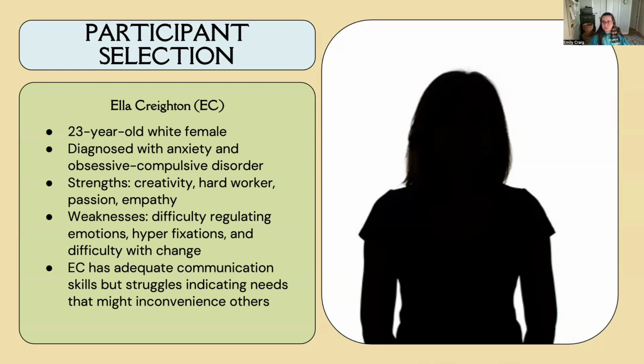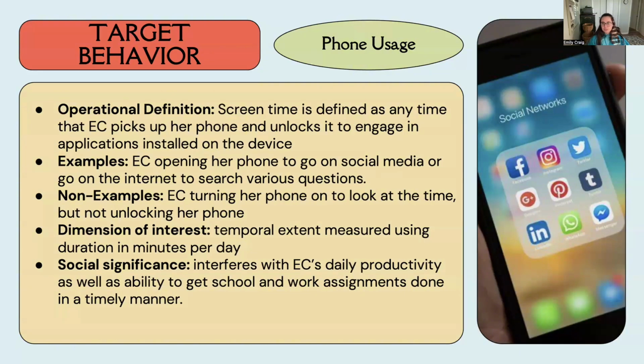if it inconveniences other people. The operational definition that I came up with was: screen time or phone usage is defined as any time that EC picks up her phone and unlocks it to engage in applications installed on the device. Examples could be her opening her phone to go to Instagram or go on the internet to search various questions, which she does often with her OCD.